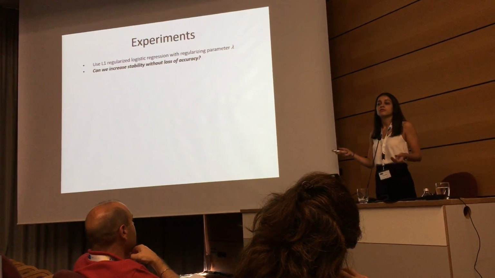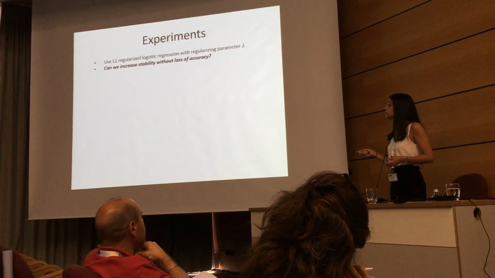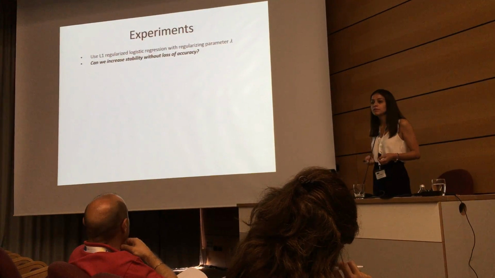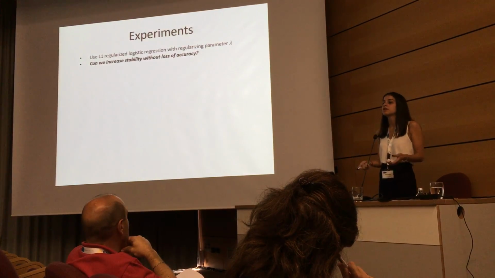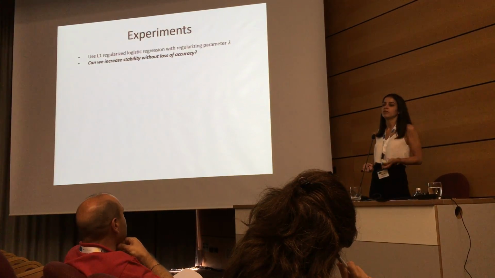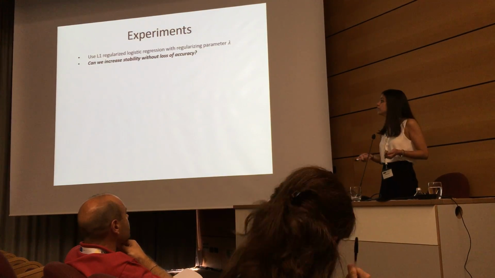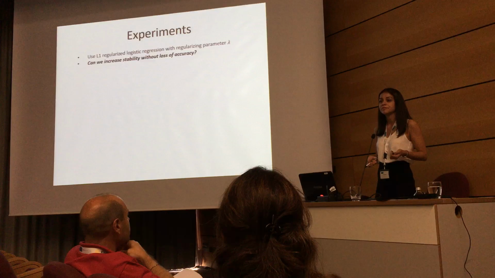And so generally what we do in this scenario is that we try several values of lambda, and then we look at the one that maximizes the accuracy, and we select a lambda. So can we increase stability without any loss of accuracy?